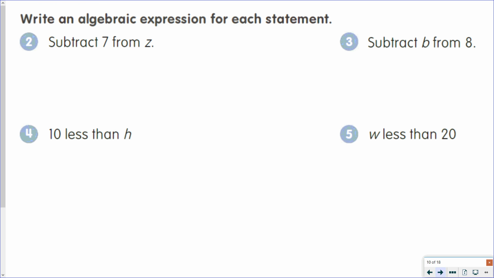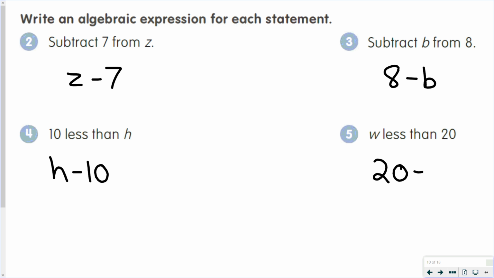So we want to subtract 7 from z, which means we start with z so that we can subtract 7. Subtract b from 8, so we start with 8 and we subtract b. We want 10 less than h, so we start with h, and we want 10 less, so we have to subtract 10. And we want w less than 20, so we start with 20, and we subtract w.